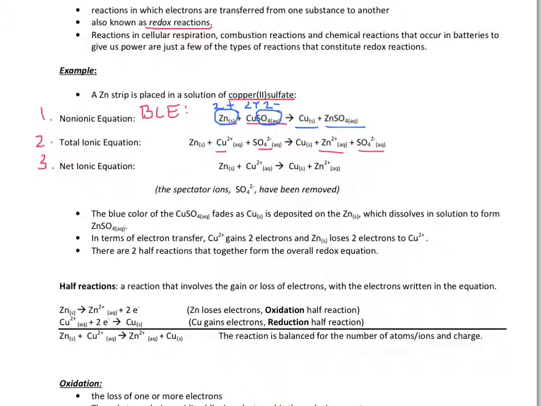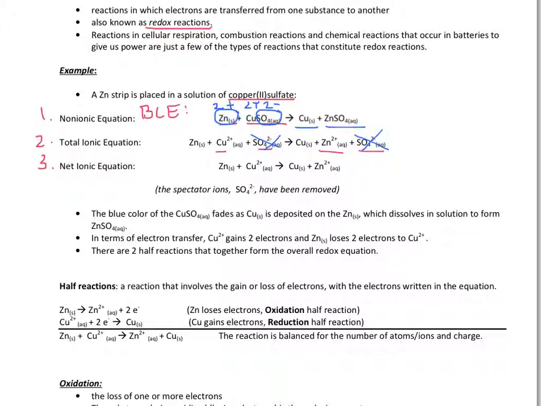Therefore, the only thing that we can cross out in the total ionic equation is SO4 2 negative aqueous and SO4 2 negative aqueous. That is identical. Copper cannot be crossed out because we have Cu2 positive aqueous on the reactant side and Cu0 solid on the product side. That is not the same.